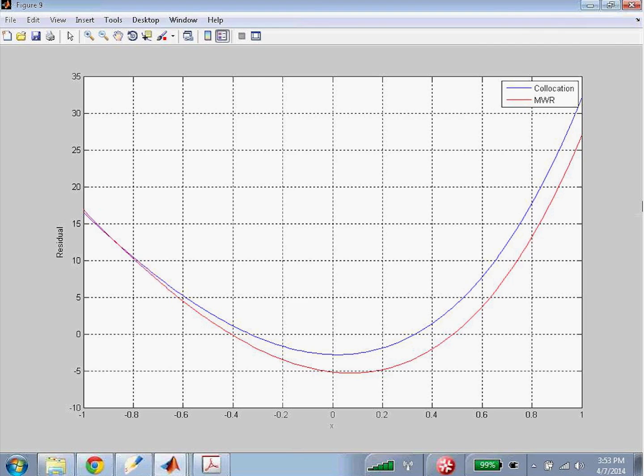Okay. Yeah, Ben. Yeah, that's a good question. The question is about the method of weighted residuals: the resulting residual crosses 0 n times. Is that a coincidence, or is it always going to happen?